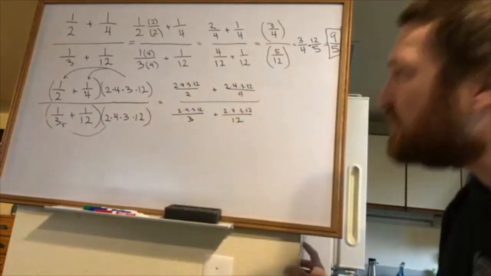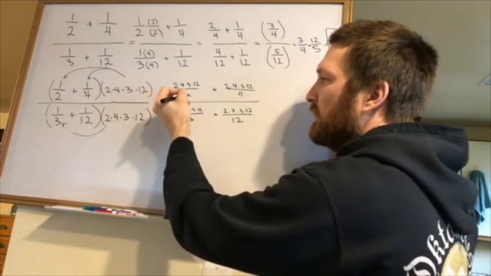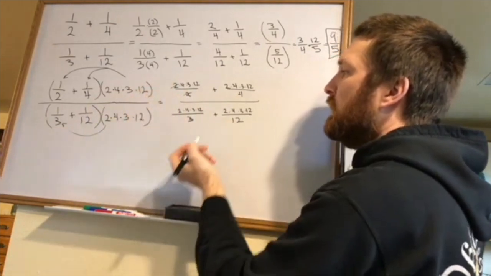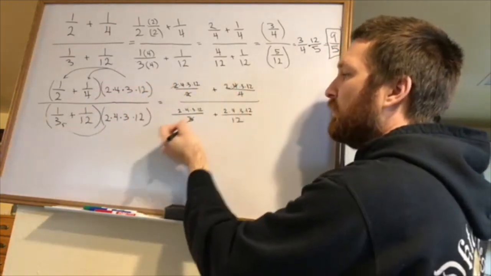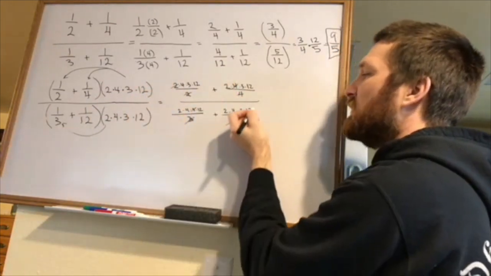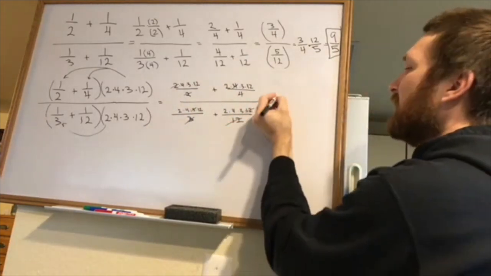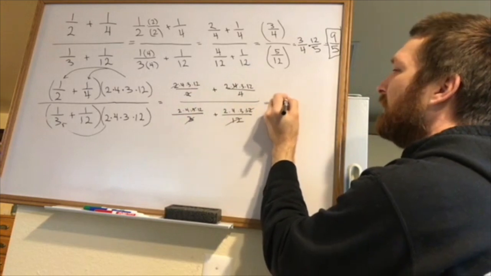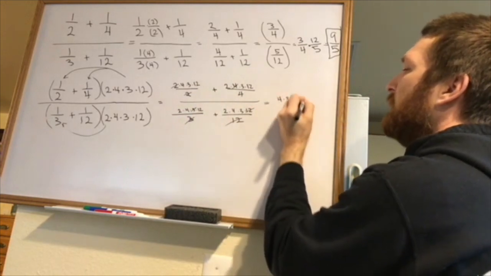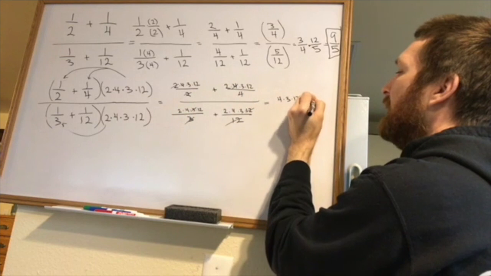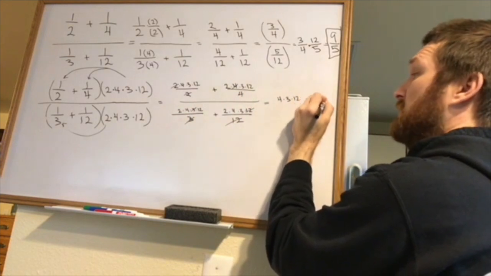And now I could do my canceling. The 2 here cancels with that 2. The 4 cancels with that 4. The 3 cancels with that 3. The 12 cancels with that 12. And we're left with this, which is still really ugly, and this doesn't seem to help me very much. But I'm not going to go any further with this.